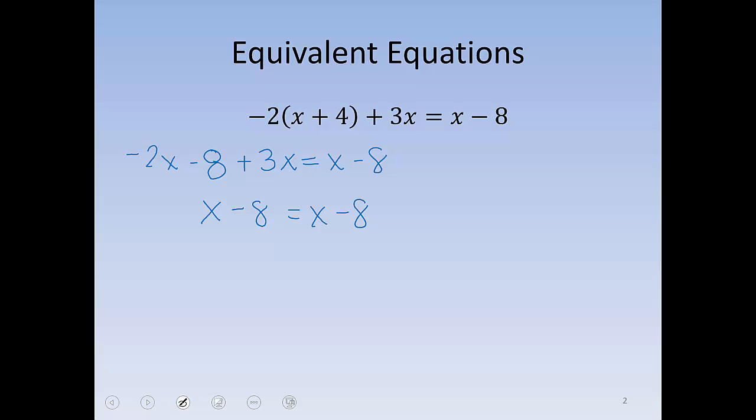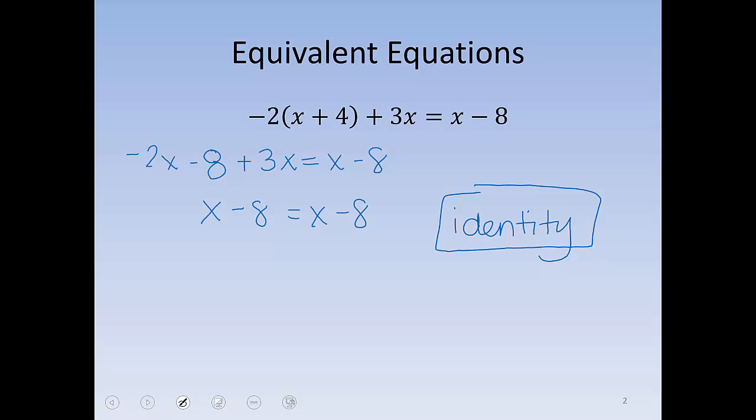And before I continue with this process by moving the x's to one of the sides, what I recognize is I end up with exactly the same expression on both sides. So this is an example of an equivalent equation where I've got this x minus 8 and x minus 8. So what we recognize is it is itself. And when something is itself, we actually call it an identity. So this type of equation is called an identity.